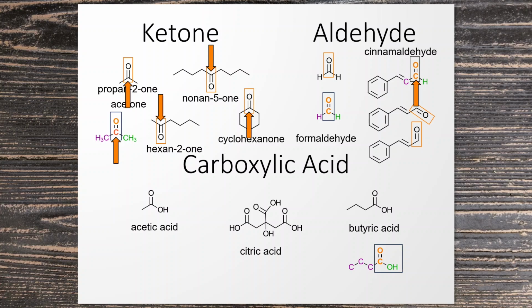So the difference between each of these three, let's go over it again. Ketones have a carbon on each side. An aldehyde has a carbon on one side and a hydrogen on the other. And a carboxylic acid has a carbon on one side and a hydroxide or an OH group on the other.